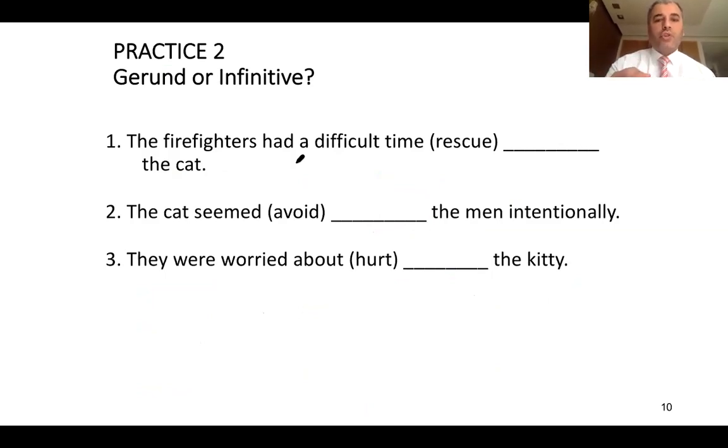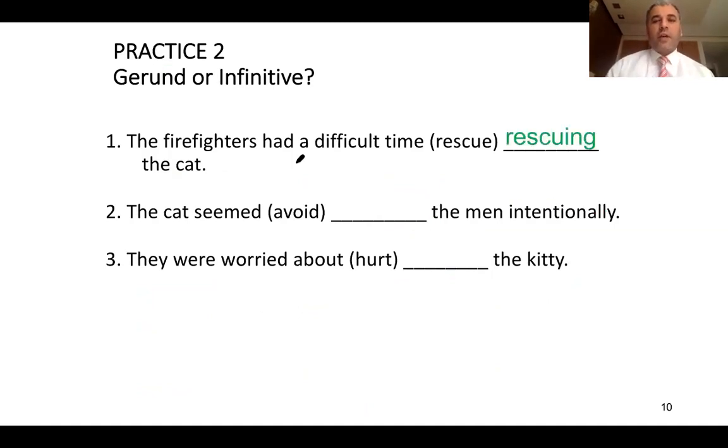So you either put a gerund after or you put an infinitive. Pause the video, take your time, do the exercise, and then come back to get an idea about the correct answers. I suppose you have done it. Let's move to the answers.